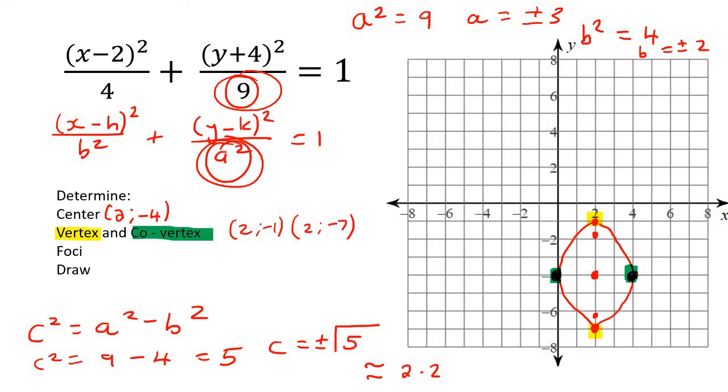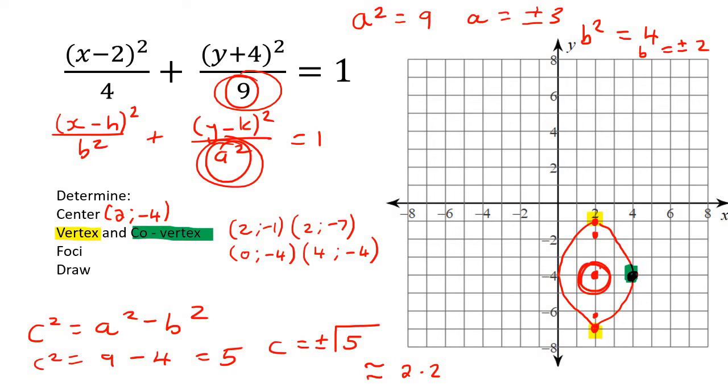Okay, the co-vertices are going to be at 0, negative 4, because that's a negative 4. Sorry, I've blocked that over there. And then 4 and negative 4. Then we need to go find the foci. So the foci is over there and over there. Now don't use the decimals. What you can do is the following.